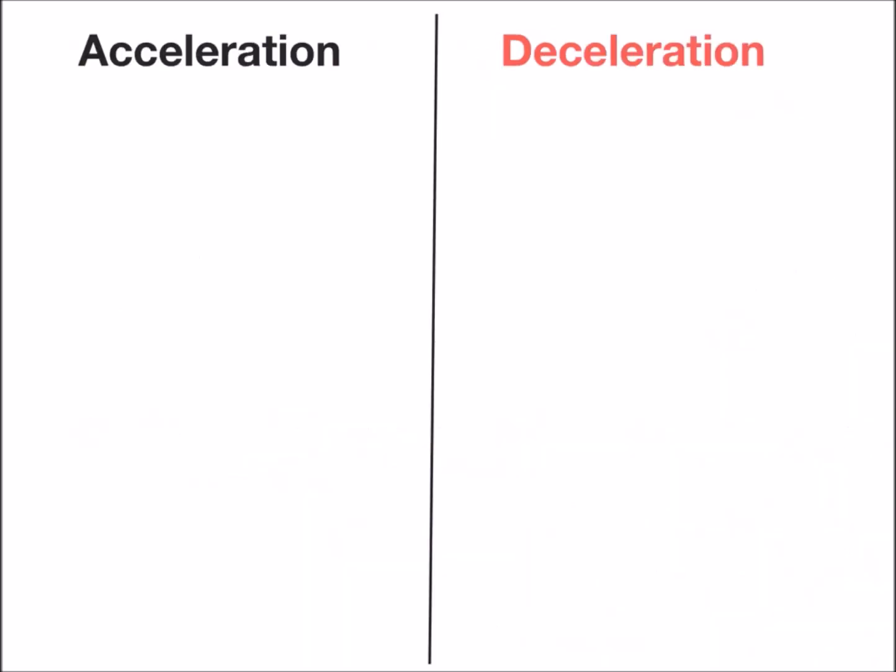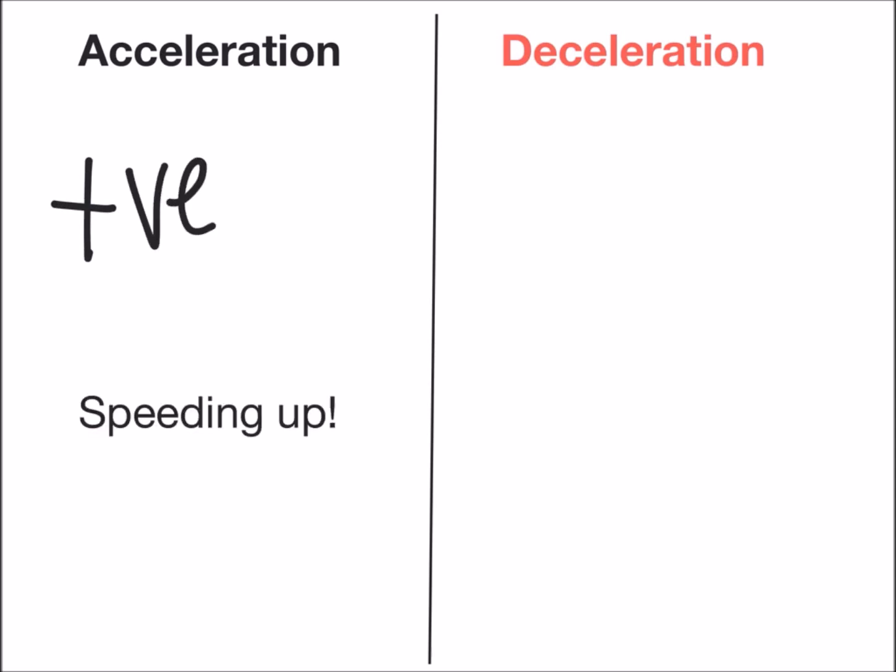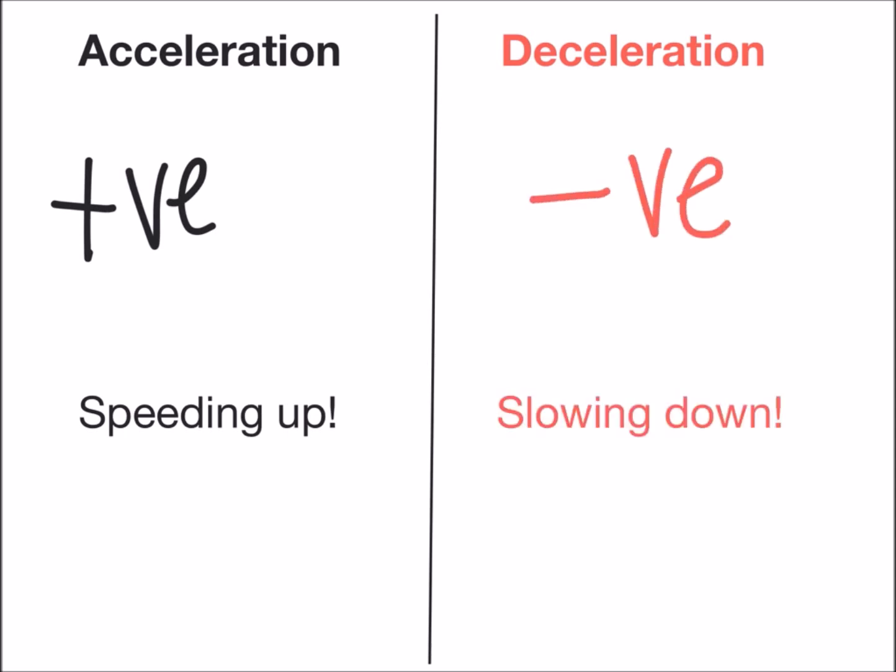And as a very simple and quick review, acceleration, when it is positive, that means the object is speeding up. And when acceleration is negative, that means that the object is slowing down.